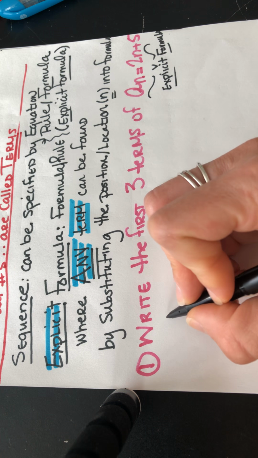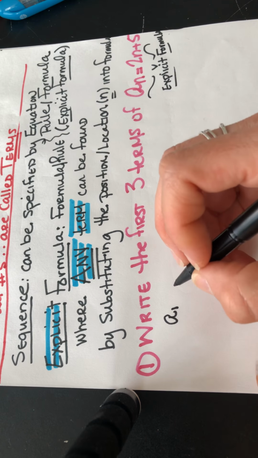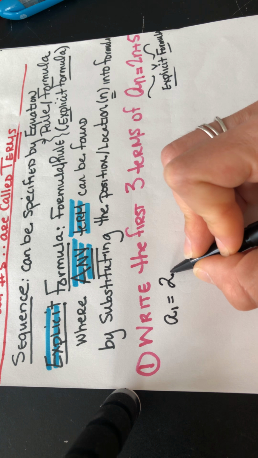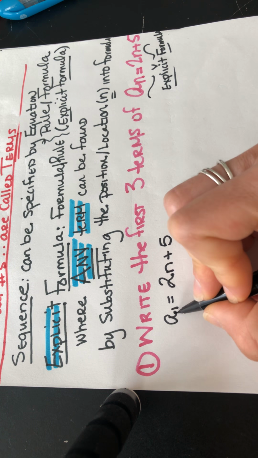So here's what we do. We can say a sub 1, the first term. Okay, well, if I use the formula 2n plus 5. And let's just make this a sub n. Let's just write our formula down actually first. Now, watch. It's really simple.